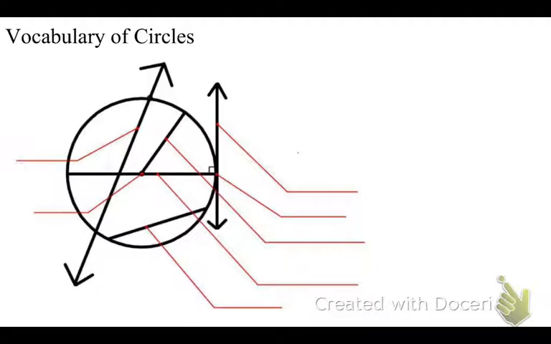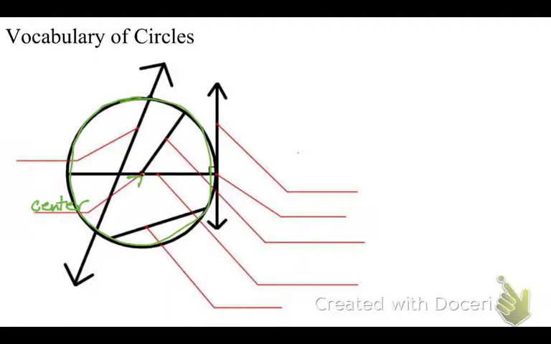So the vocabulary of circles. Let's look at this little point right here. The black lines are all the lines that we're going to be defining, and the little point right here is the center of the circle. By the center, I mean that all the points on the line of the circle are the same distance from that point, and that's what makes it a circle, by definition.